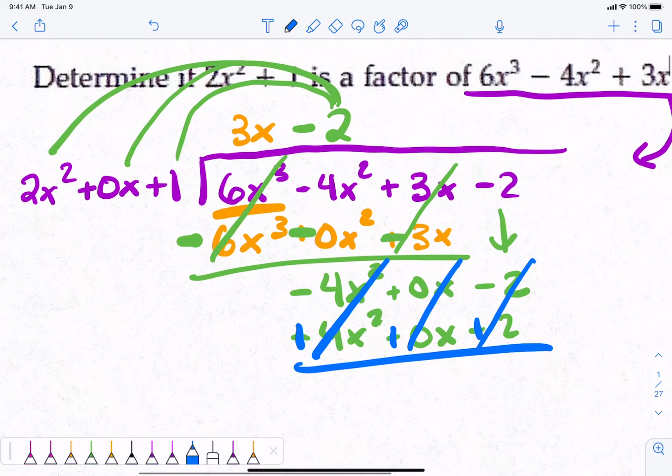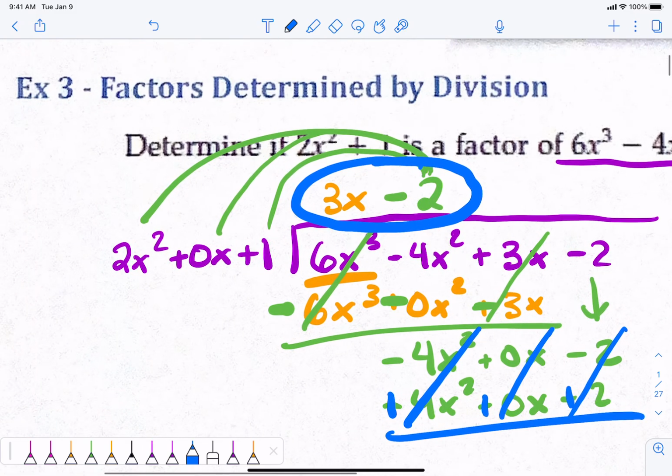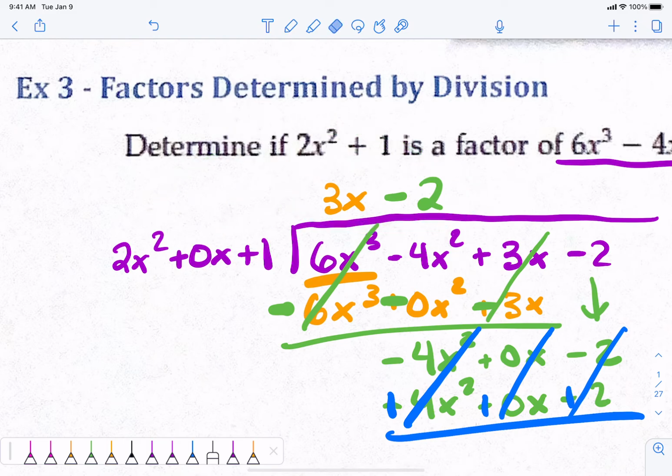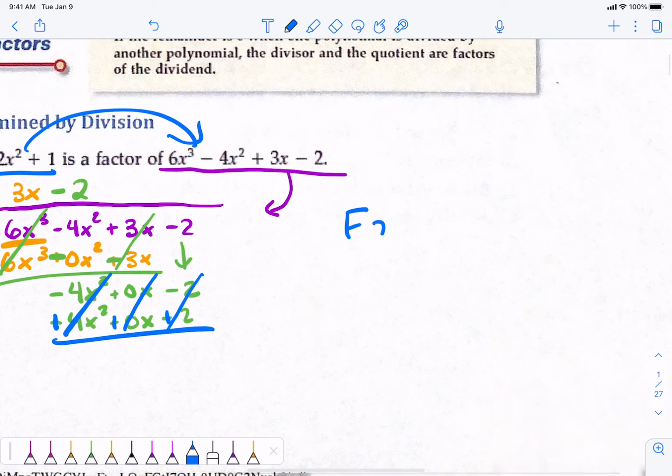So what does that mean? There's no remainder. Nothing. This guy has no remainder. All right, the question was asking, though, it said determine if, let me get rid of all this stuff. Yes, it is. Determine if this is a factor of that. Okay, how do you know if it's a factor? There's no remainder. Factor?